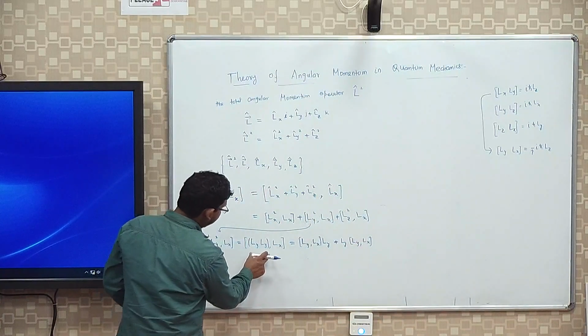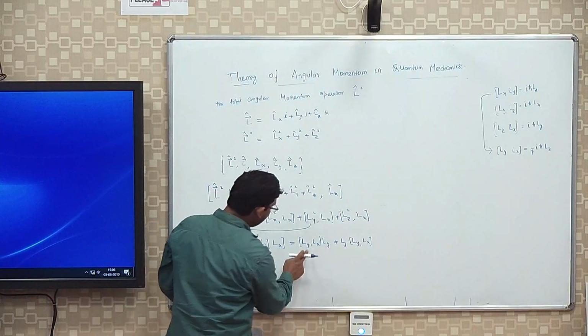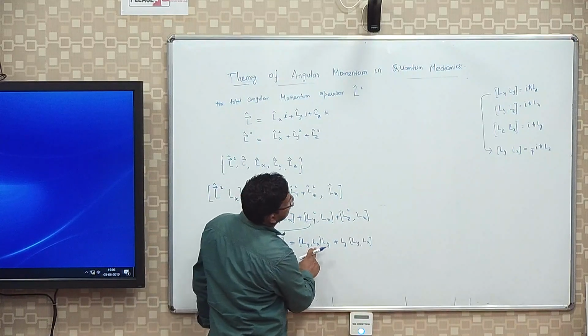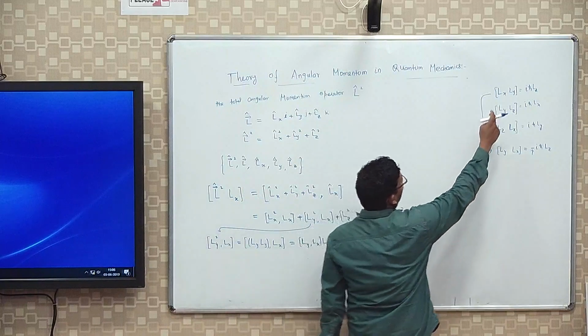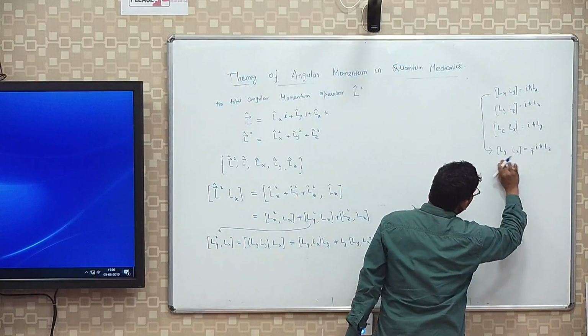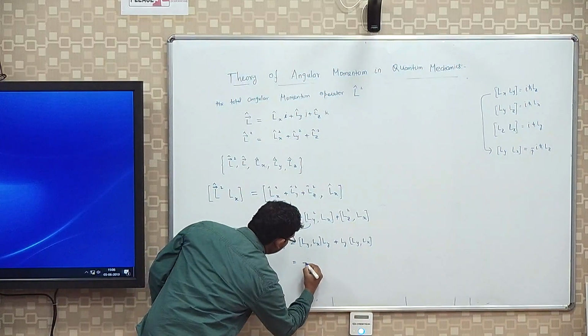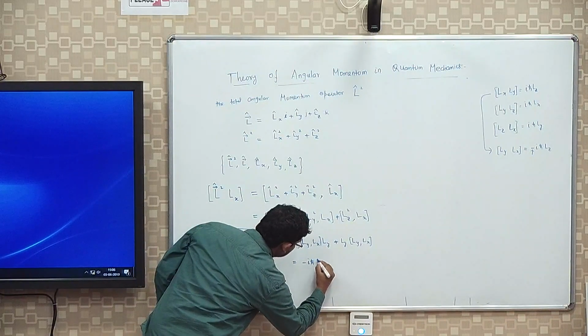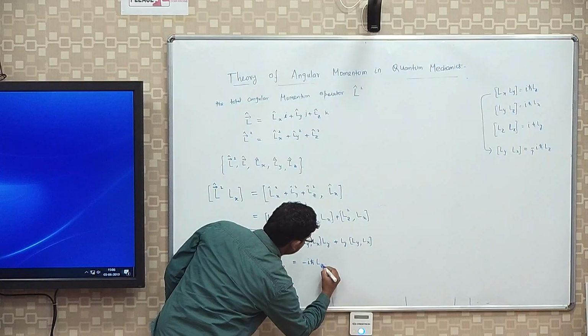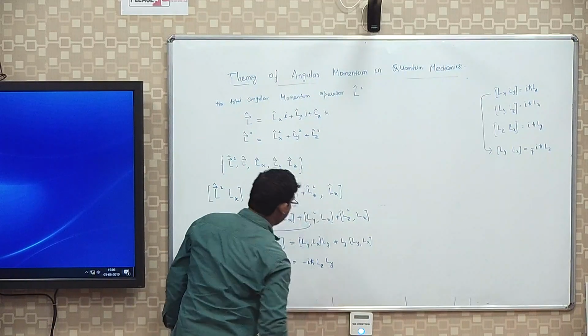If you look at this expression, Ly commute with Lx, but we have Lx commute with Ly. So if we make it in this order, then we have to introduce a negative sign: minus i h cross Lz, then Ly is already in the expression.